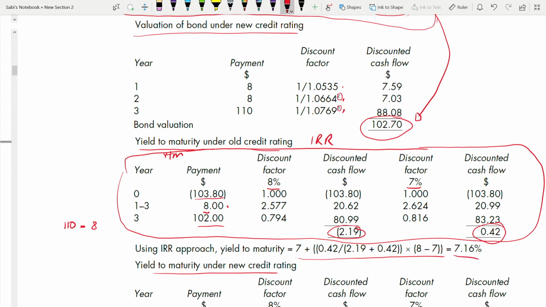Of course, with 8%, if you are getting a negative and with 7% you are getting a positive, it means the percentage will be somewhere in between 7 and 8, right?